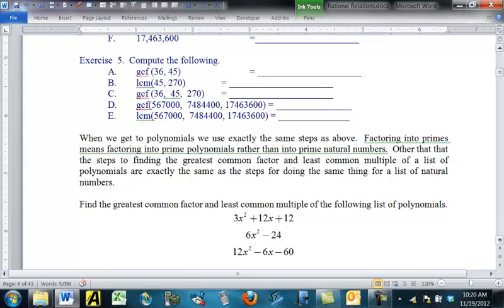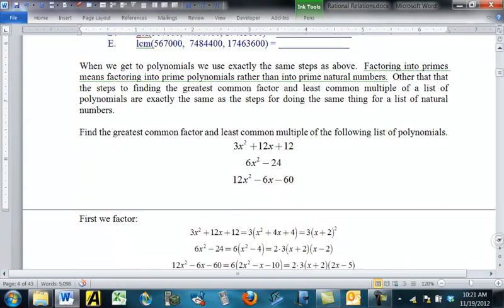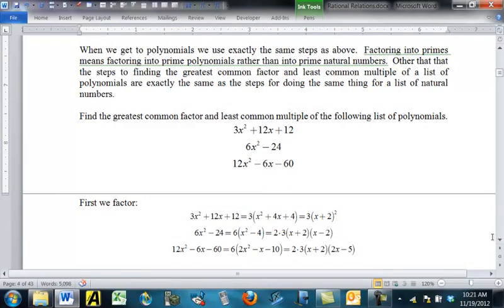Now, so that's arithmetic. That's elementary school stuff. Now, let's get to some algebra. When we get to polynomials, we use exactly the same steps. So factoring out means now factoring into prime polynomials. And at this point, we're talking about factoring over the integers.